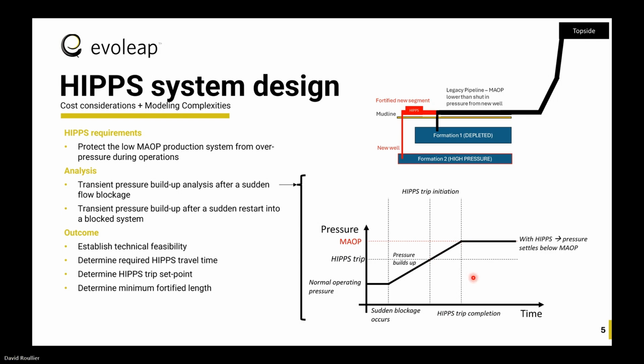And then let's assume you have a HIPPS that works properly. So your pressure into the low MAOP segment will never go above the MAOP. On the other hand, if you had no HIPPS, you would have gone above the MAOP and you would have a risk of integrity compromise, even catastrophic failure, depending on how much the difference is.